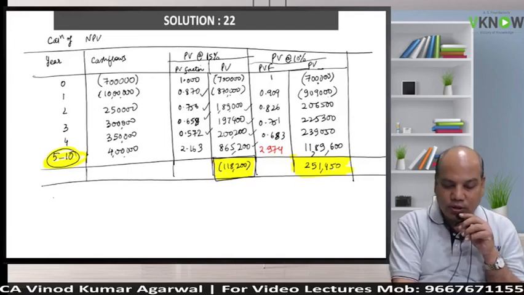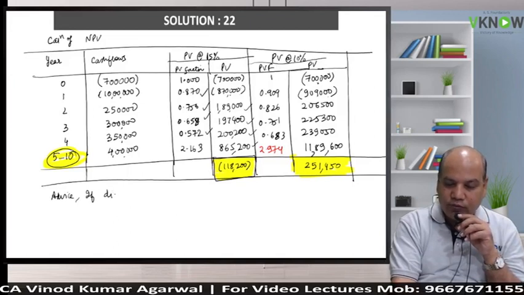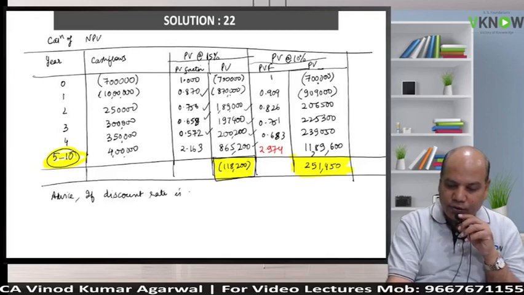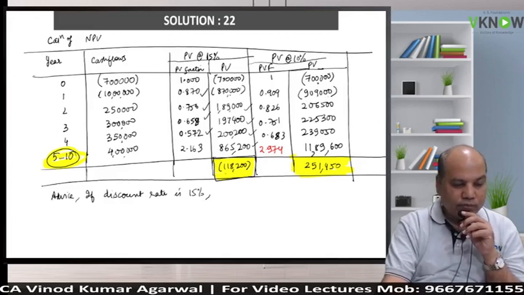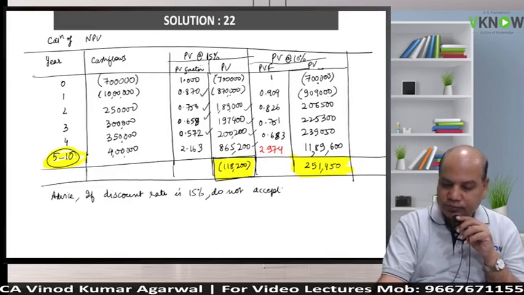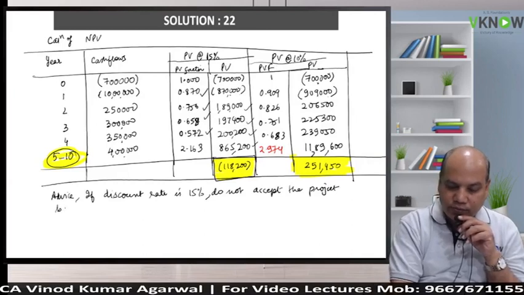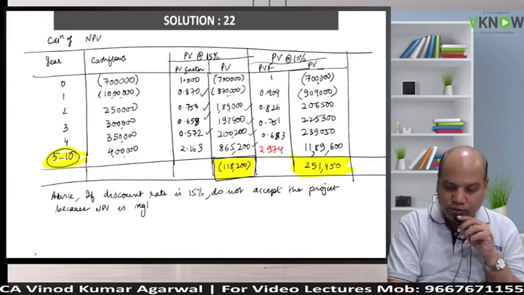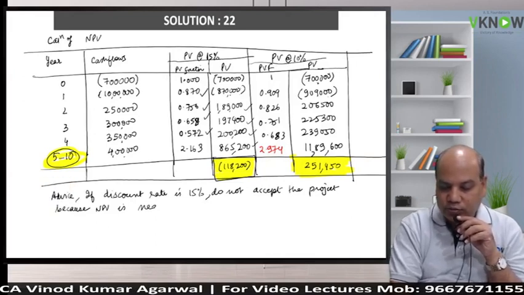Question now, write down here, advice. If discount rate is 15%, do not accept the project. Do not accept the project because NPV is negative. Write nicely. One day you have to read also.